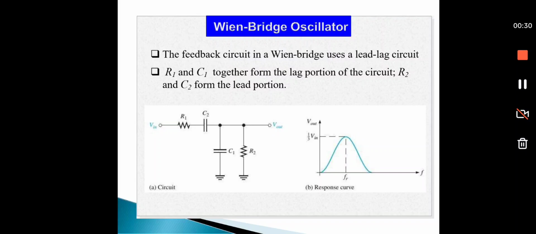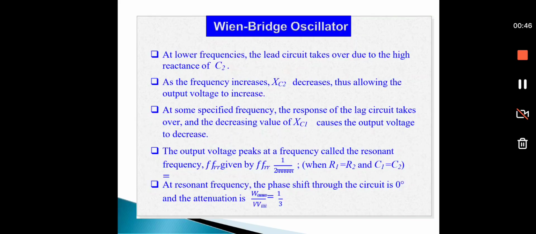The feedback circuit uses a lead-lag network. R1 and C1 form the lag portion, and R2 and C2 form the lead portion of the circuit. The lead-lag network determines the oscillation frequency. Let us understand the operation of the lead-lag network.